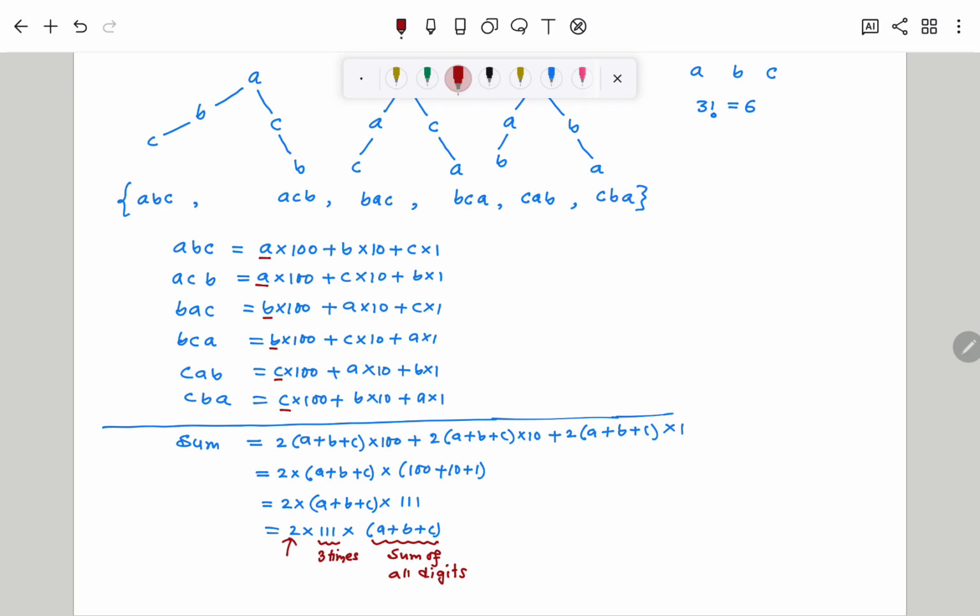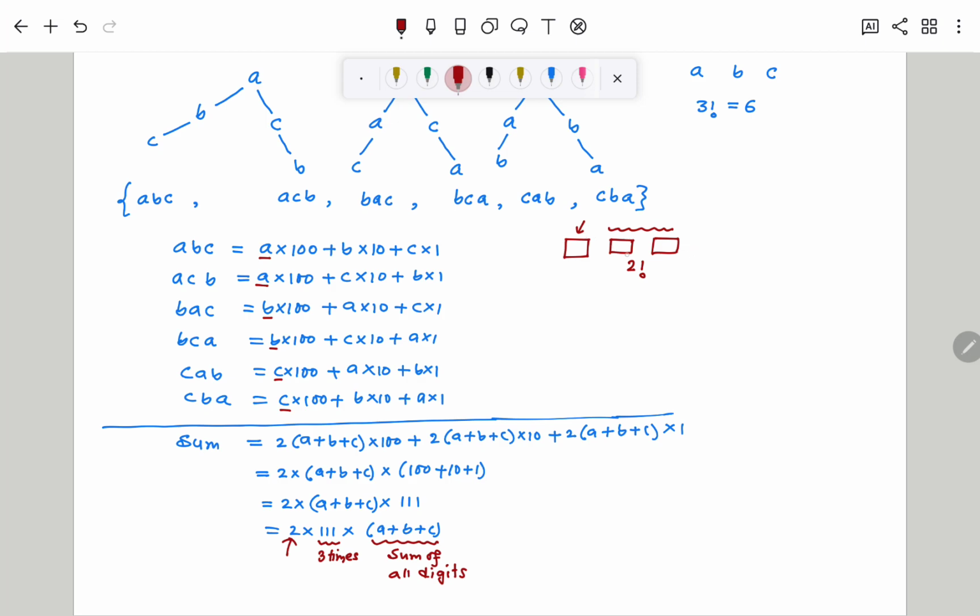If you observe, when you are constructing a three digit number, how many times a will appear in this place is determined by the other places. Those places we can arrange in 2 factorial different ways. So if you consider a in this place, then we can construct 2 factorial three digit numbers.